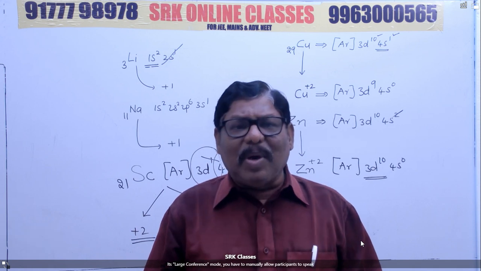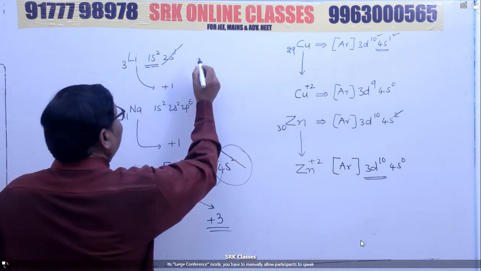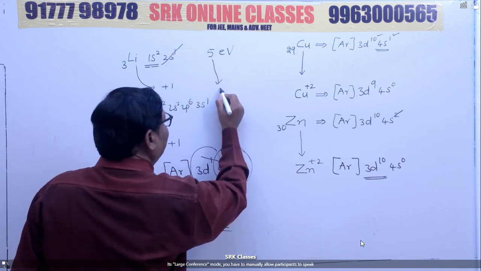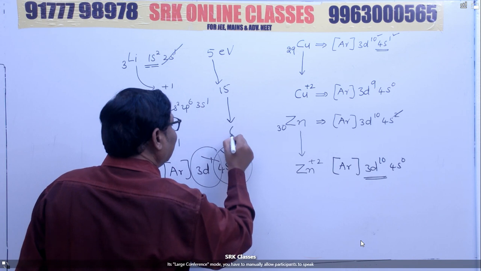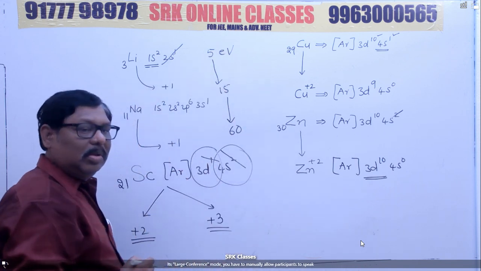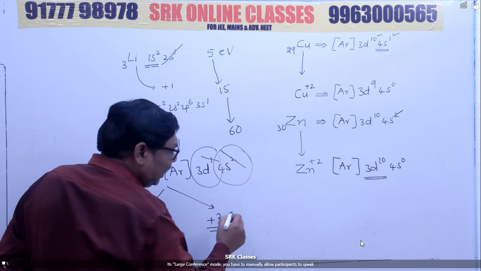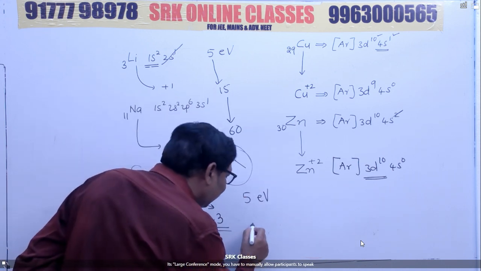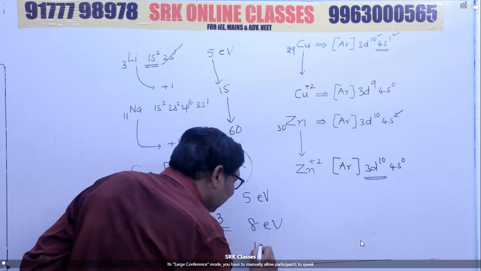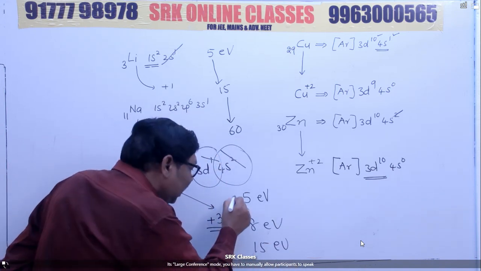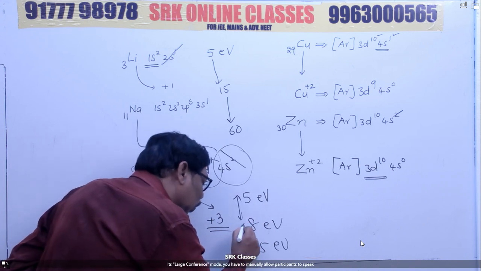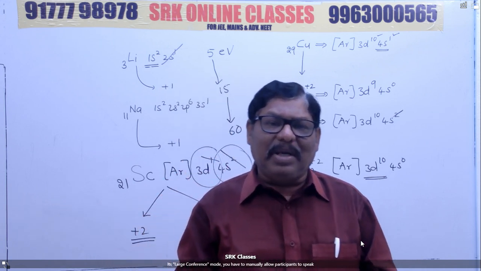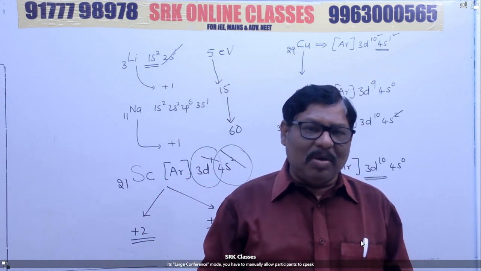Third important point, successive ionization potential differs by less energy. What is the meaning of that? In case of s-block elements, if the first ionization potential is 5 electron volts, the second one will be 15, the third one will be 60. This gap is more. But in case of transition elements, if the first ionization potential is 5 electron volts, the second one will be 8 electron volts, the third one will be 15 electron volts. This gap is very, very less, due to which outermost as well as penultimate electrons both are taking part in the chemical reaction. That's why they show variable oxidation state.